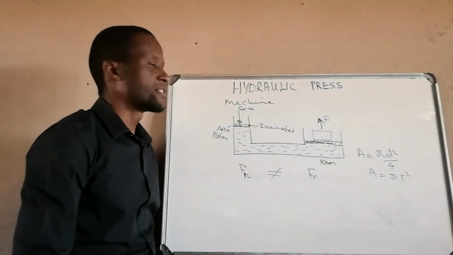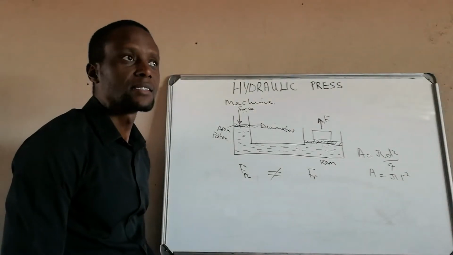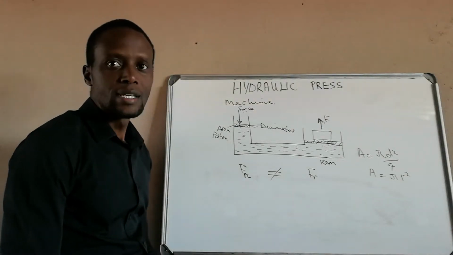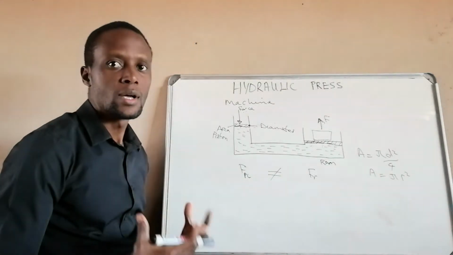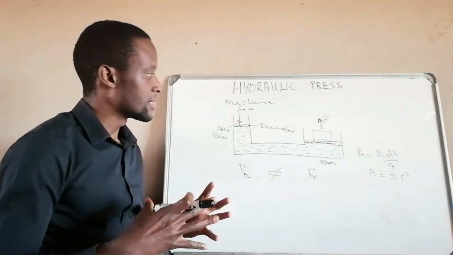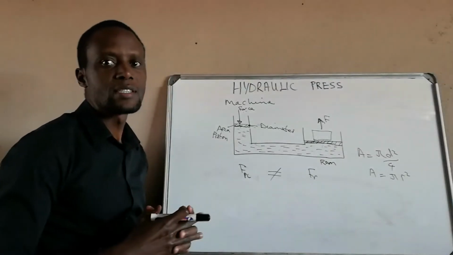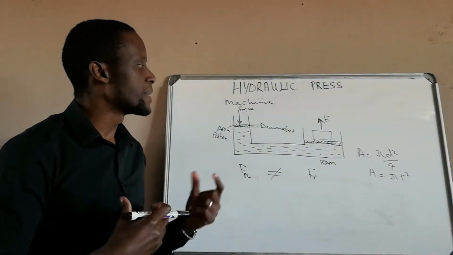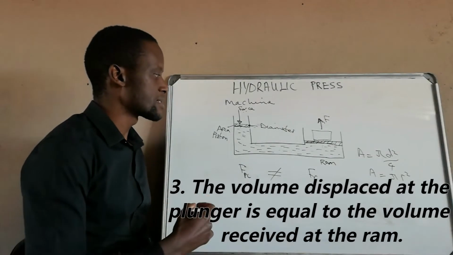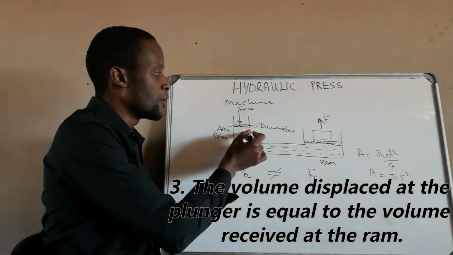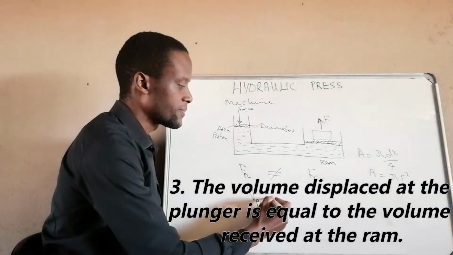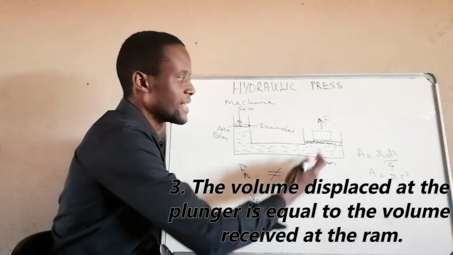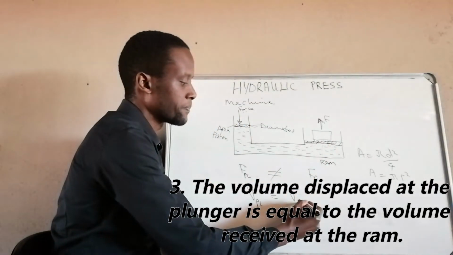All right, then the third thing is that according to the properties of liquids, what we said is that liquids are incompressible. You cannot change the volume by compressing the liquid, so the volume will remain the same. What that means is that the volume displaced on the plunger is equal to the volume that we receive on the ram.